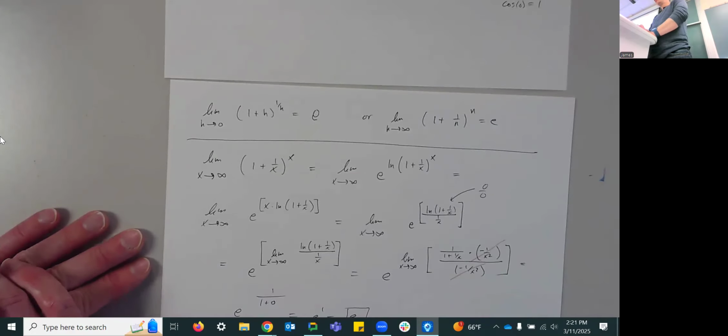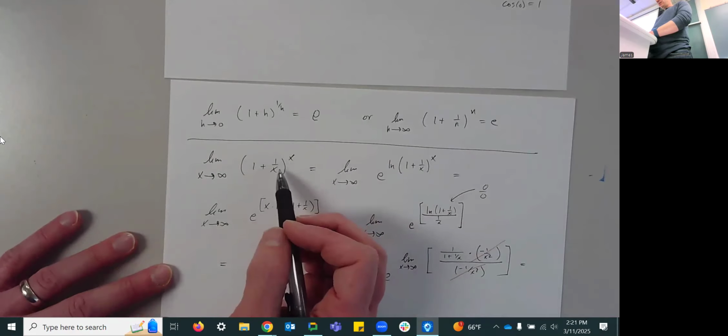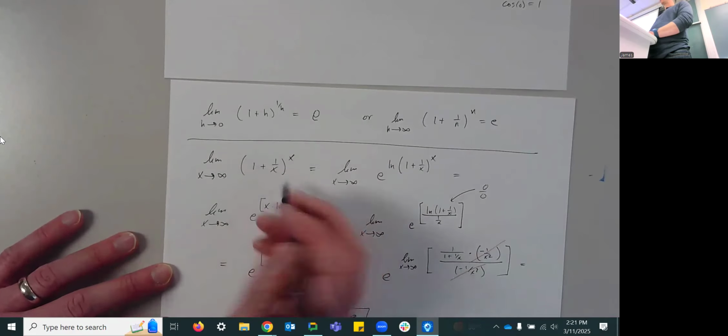It's kind of cool that this limit of 1 plus 1 over x to the x, as x gets really, really big, this expression gets closer and closer and closer to e.